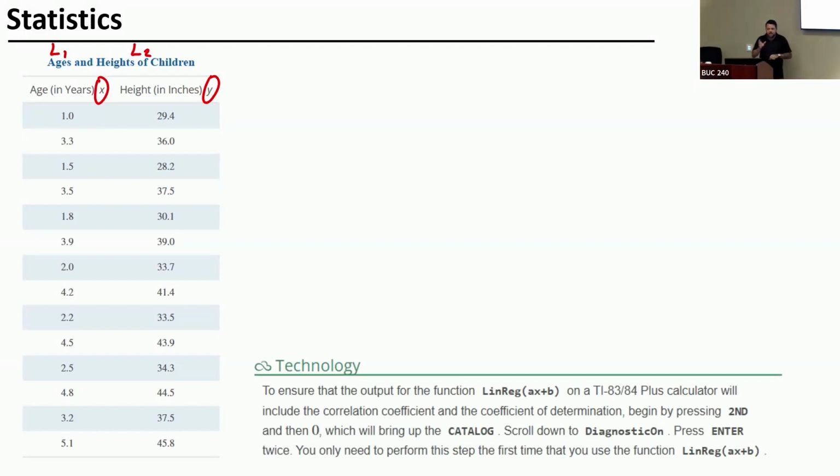Before you try to calculate all this, go into your calculator. Hit your second key again, then hit 0. That's going to take you to the catalog. Those are all the functions that your calculator could ever possibly do. Scroll down to where it says DiagnosticOn. Hit enter. You're going to have to hit it twice, just like it says.